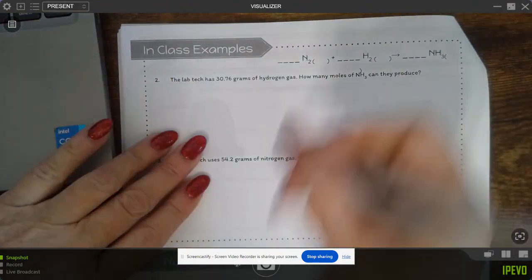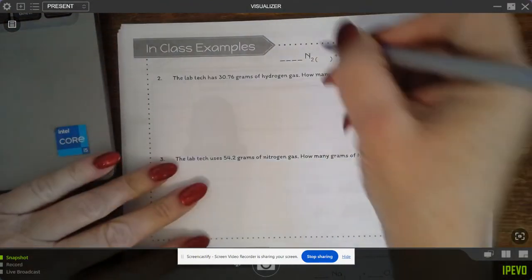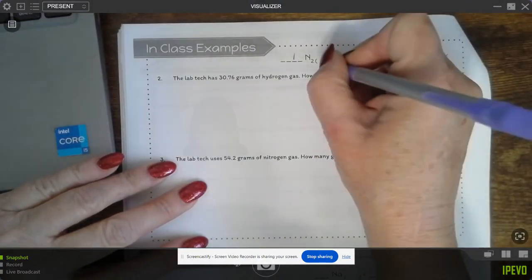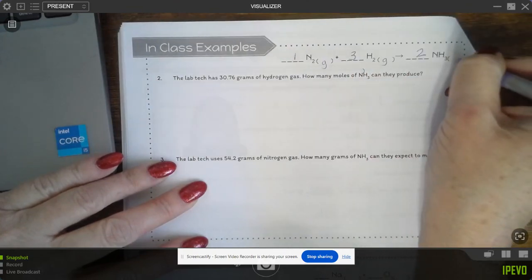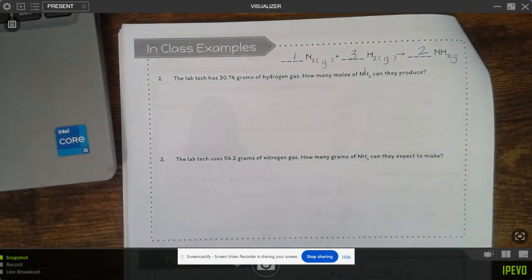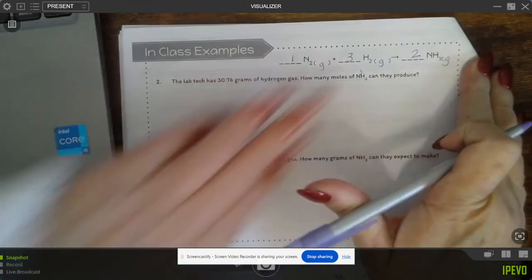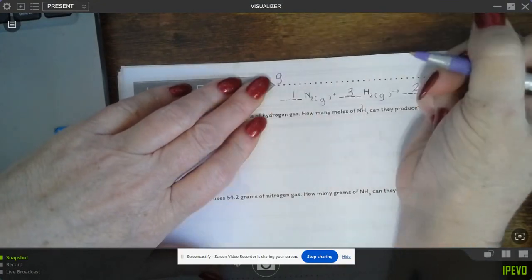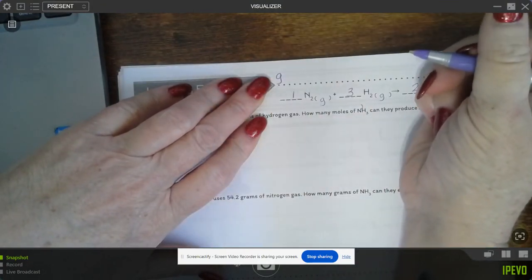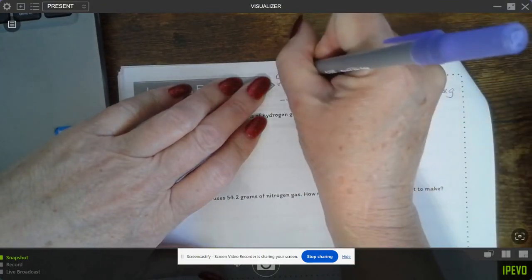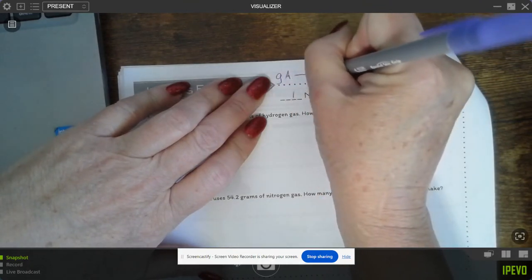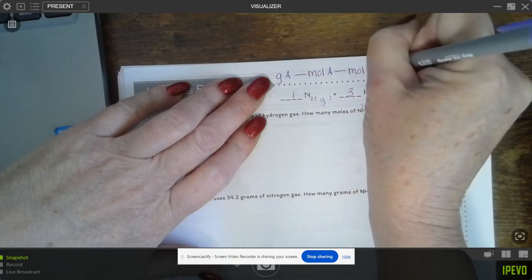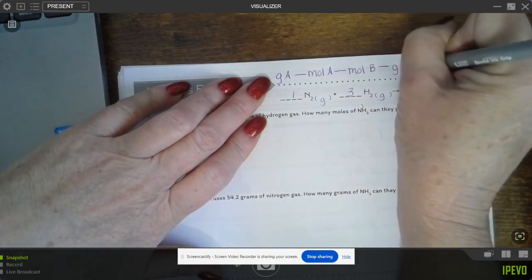Okay, same equation, so our coefficients are the same. So 1, 3, 2, gas, gas, gas. So I'm gonna draw my mole map up here again. Remember, I can abbreviate it more. I'm gonna write less: grams of A, moles of A, moles of B, grams of B.